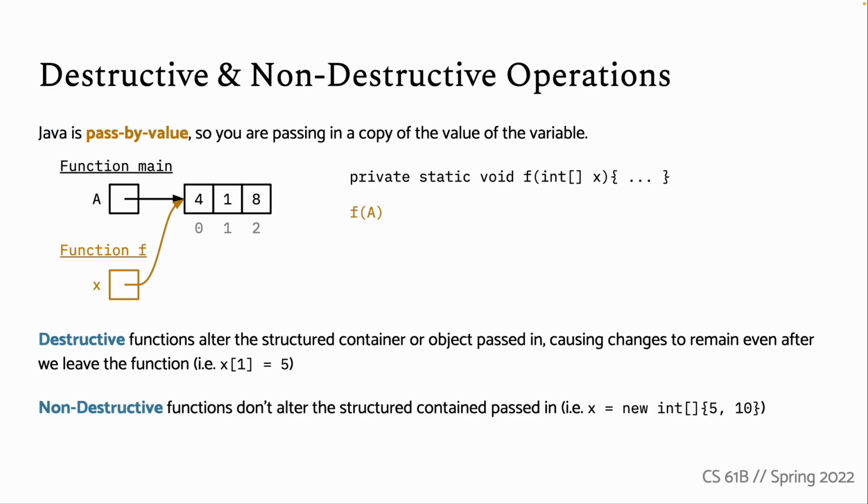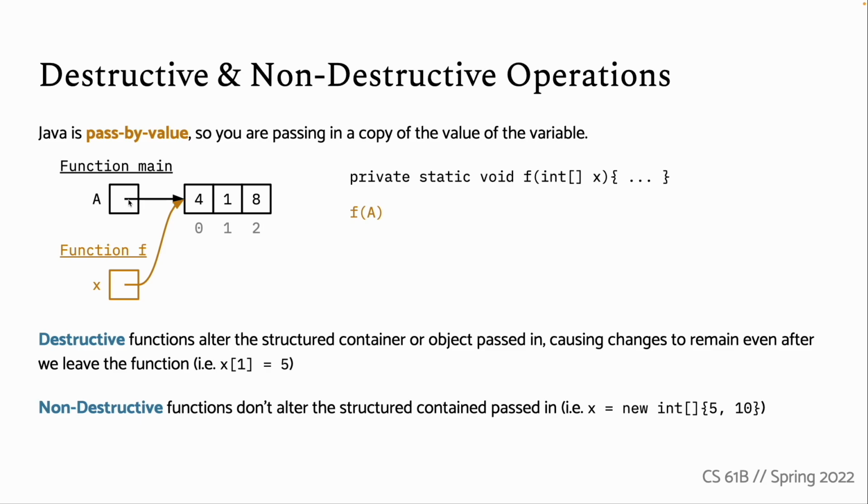Lastly, let's talk about destructive versus non-destructive operations, because we are going to see some problems on that. So Java is pass by value, which means you are passing in a copy of the value of the variable. So here, let's say we have this a variable. It is pointing at this array, because like we said, arrays are structured containers. They are anonymous. So when we pass a into f, what we're doing is we're taking a copy of whatever is in the square. Now, what's in the square is a pointer.